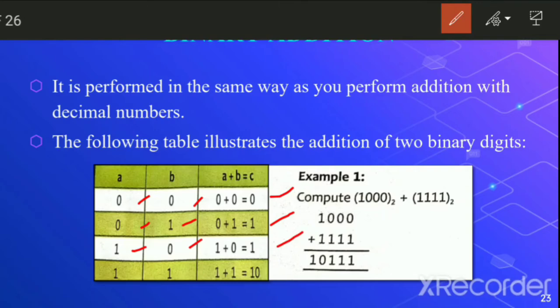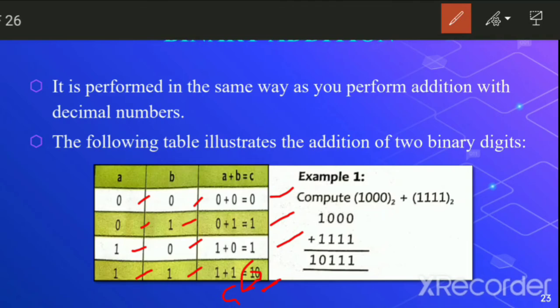Now just look at the last input, that is 1 plus 1. When we add 1 plus 1 here, we get 0 as the answer and this 1 is the carry. Again I am repeating, 1 plus 1 is 0, and the 1 that we see is the carry. Now just look at the example of binary addition. First it is given 1 0 0 0 and we have to add 1 1 1 1.